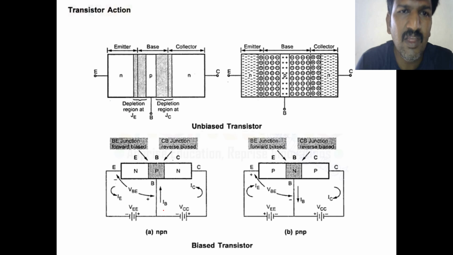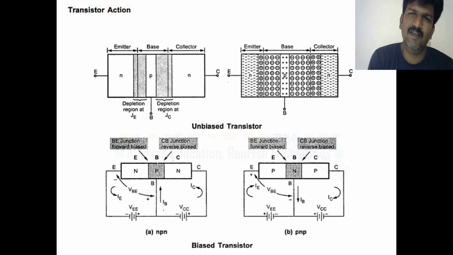And now transistor action, how the transistor works basically. Let me consider it without biasing. Just look at that. Biasing means applying the proper voltages to make the diode conduct. We apply these voltages, and that is called biasing.